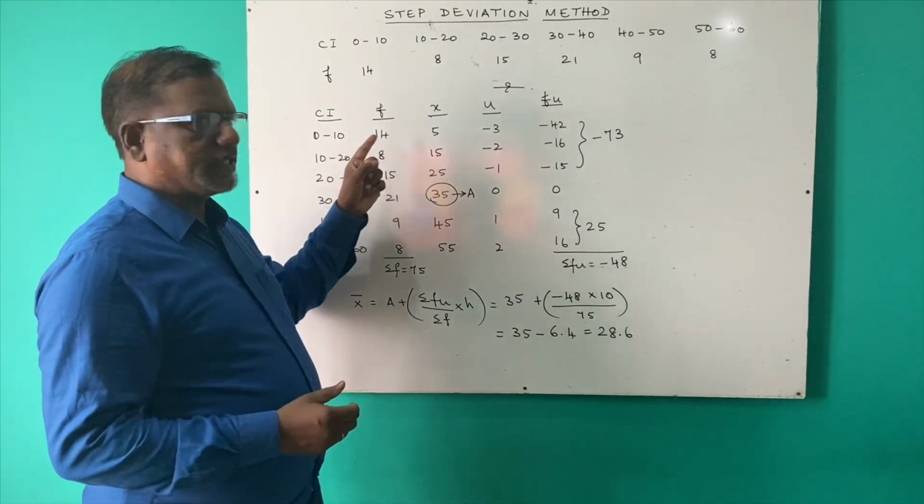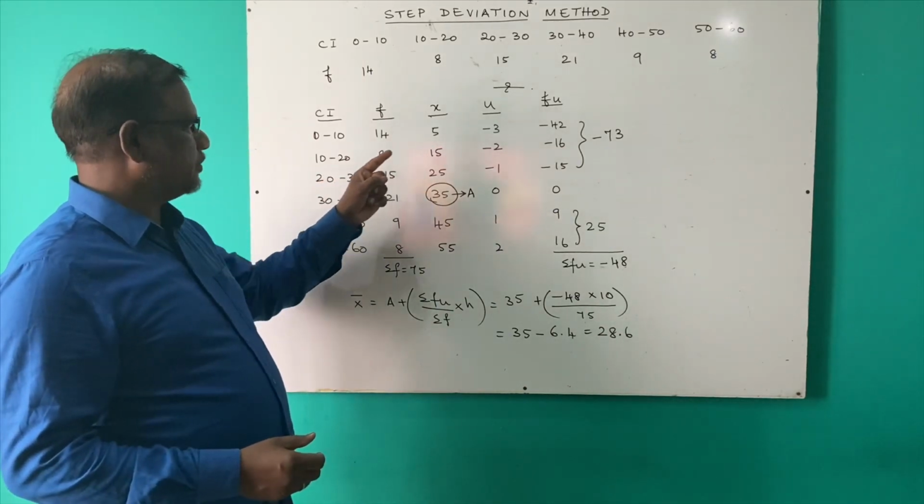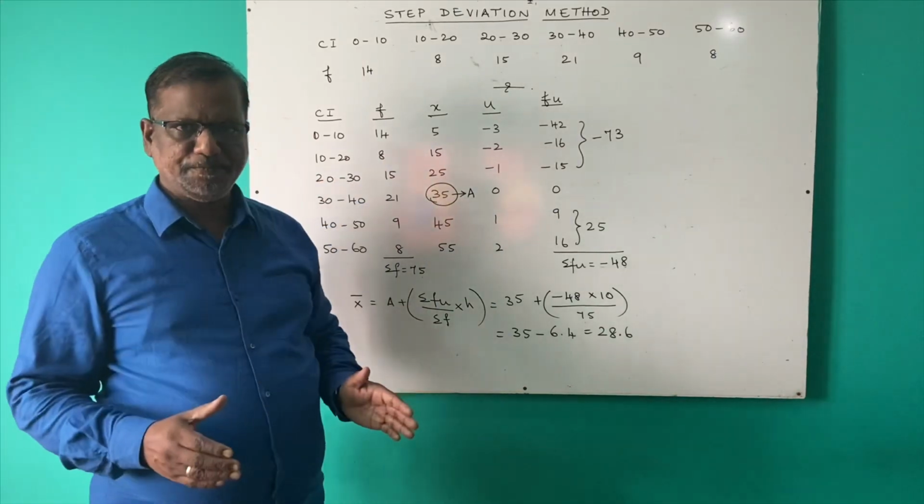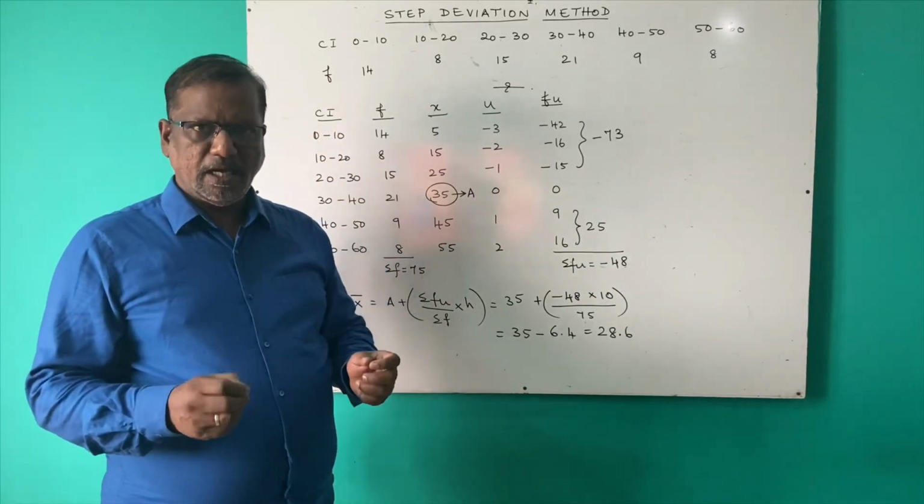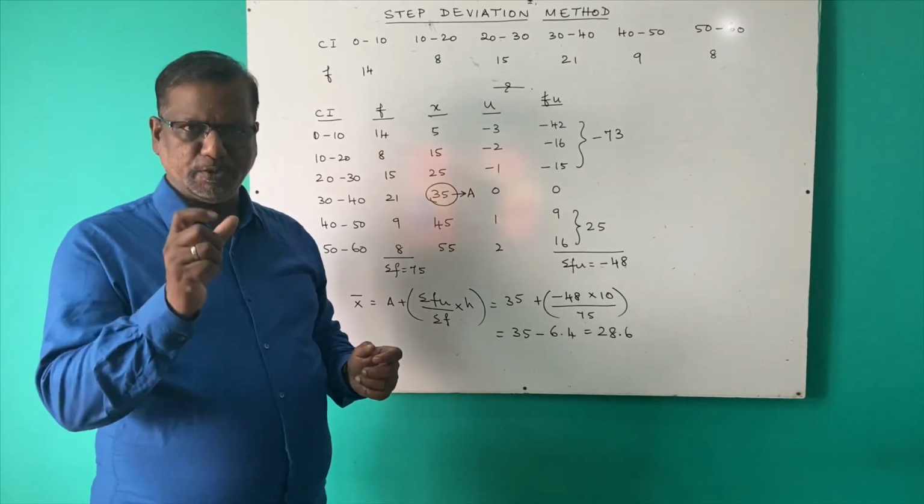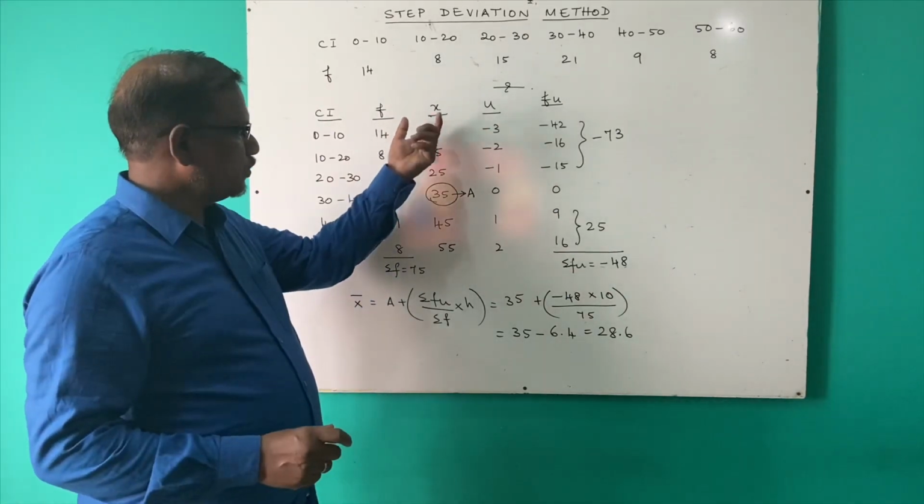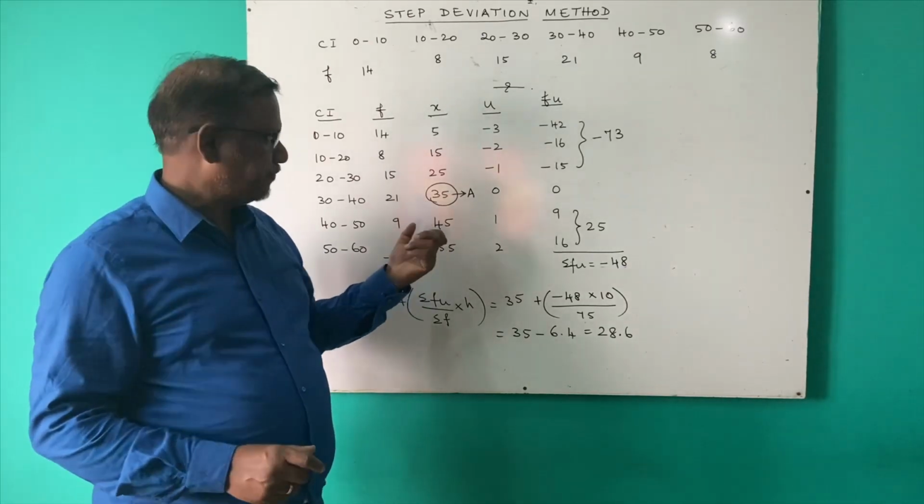0 plus 10 divided by 2, you will get 5. 10 plus 20 divided by 2, 15, and so on. After finding out the x column, our important job is to find the assumed mean. One of the values of x is taken as assumed mean.